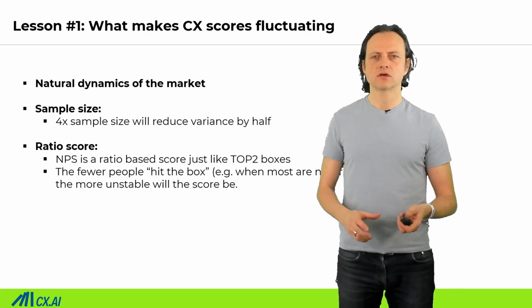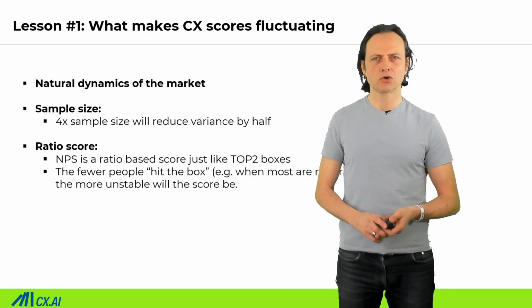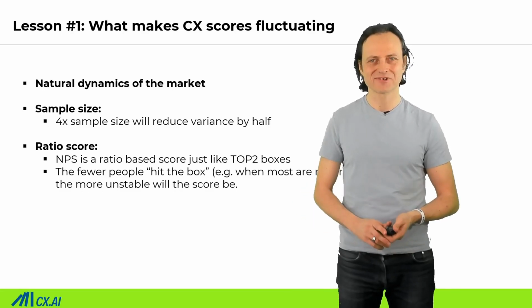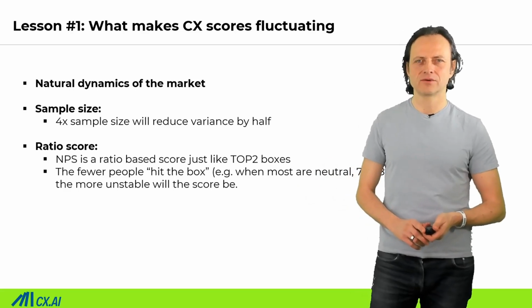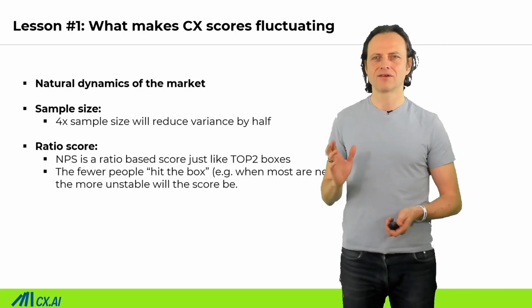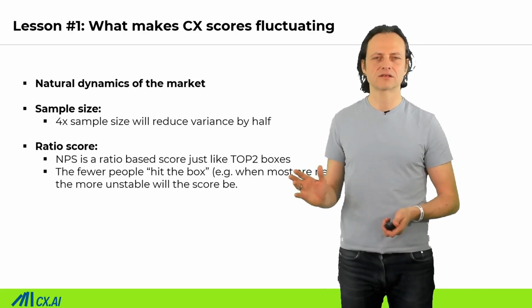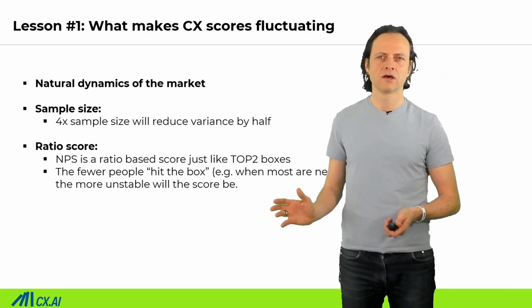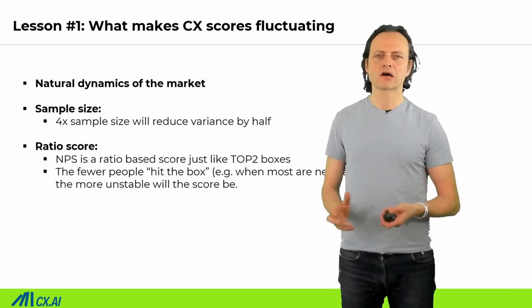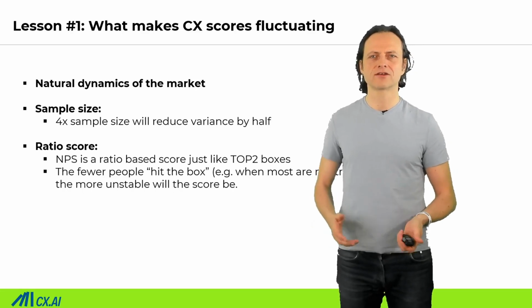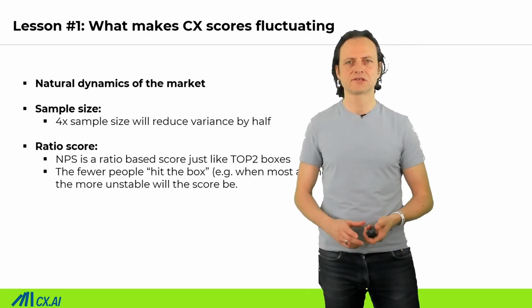So you can do something about it. Either you change the score, but we will discuss what to do with that in a minute. But the way the NPS is calculated is one reason. That's also one reason why market researchers are not a friend of NPS, because it's an unstable score.